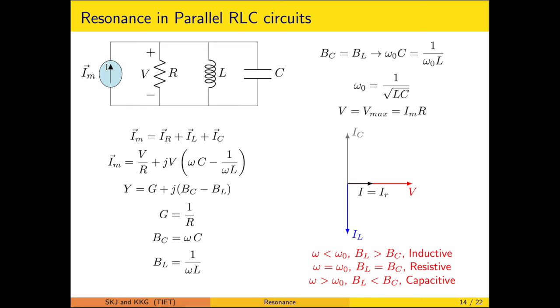So as an analogous source transformation aspect, we have to consider it as a current source likewise. Now we will be applying the KCL. So the input current, source current, is equal to IR plus IL plus IC.